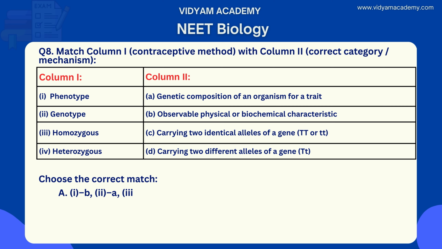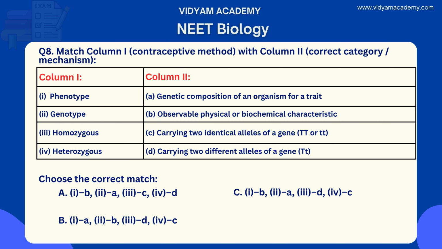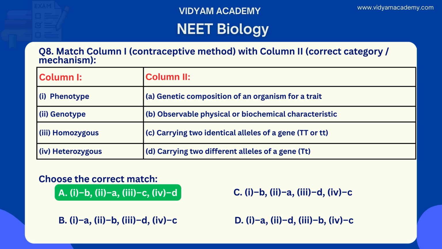Option A. 1B, 2A, 3C, 4D. Option B. 1A, 2B, 3D, 4C. Option C. 1B, 2A, 3D, 4C. Option D, 1A, 2D, 3B, 4C. What is the right answer? The correct answer is option A. 1B, 2A, 3C, 4D. Why is this sequence correctly matched?